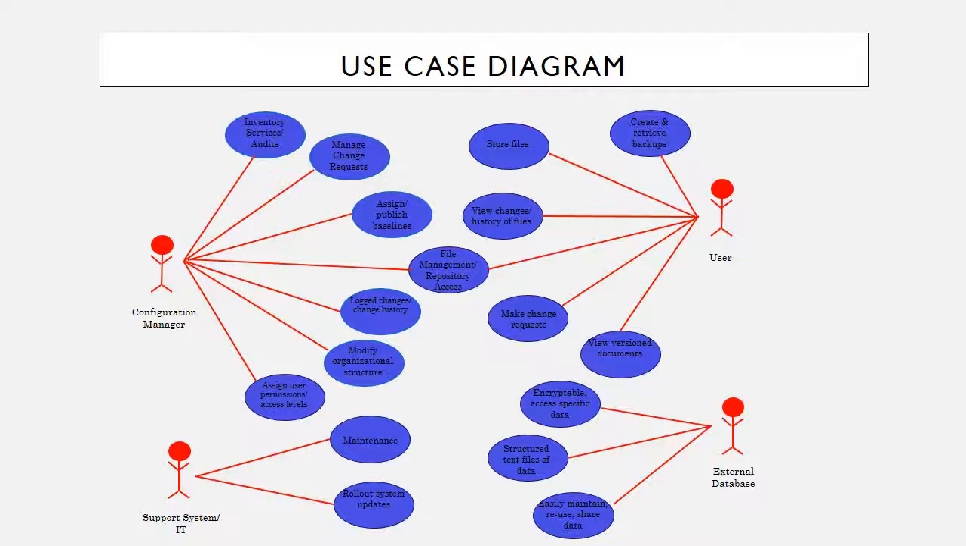The configuration manager has access in order to provide users with certain products. Users have their own functions they can perform. Support services provide maintenance to the system, and databases provide encryptable, access-specific data.